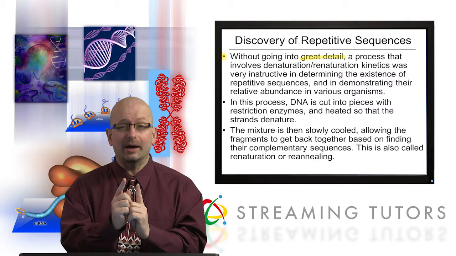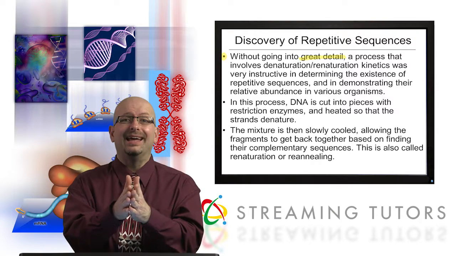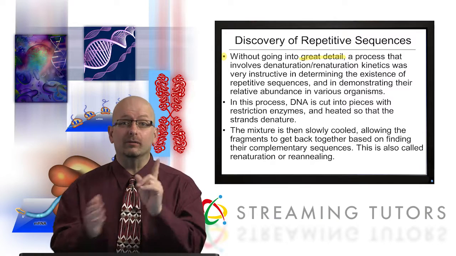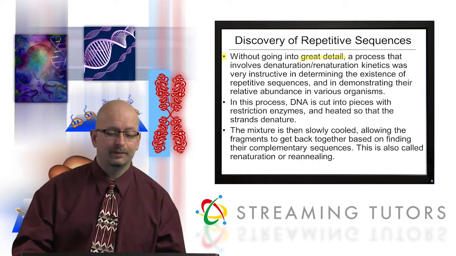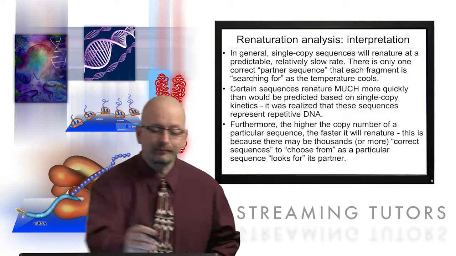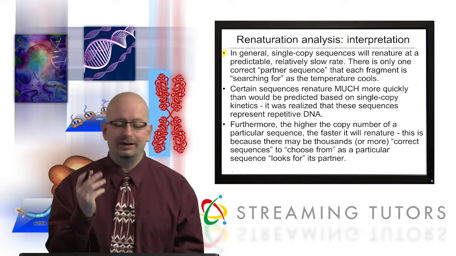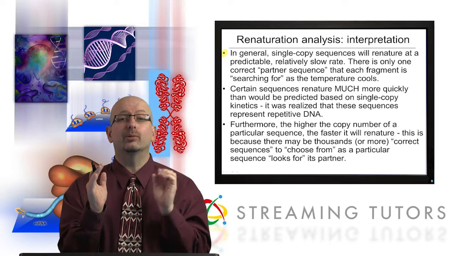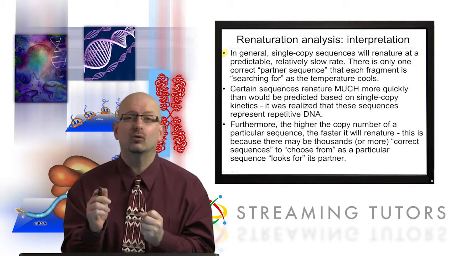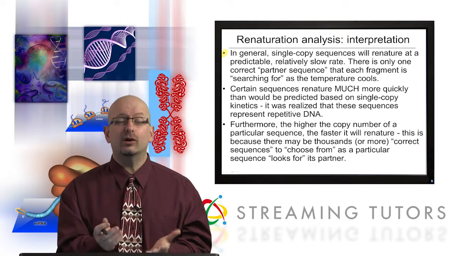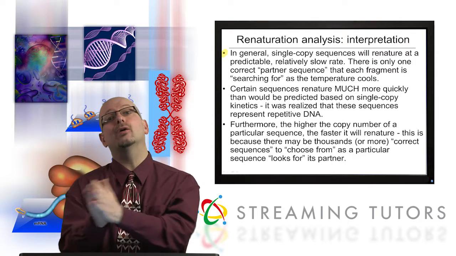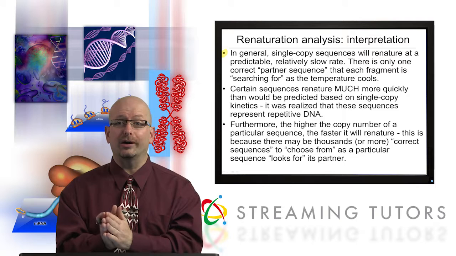But the reason we cut it into a bunch of little pieces is if you just let the whole genome do this, it would not be as instructive for reasons you're about to see. So I hope this makes sense. In general, single copy sequences will renature at a predictable, relatively slow rate. When I say relatively slow, it's because what is fast and what is slow? It's relatively slow compared to some other elements in a eukaryotic genome.